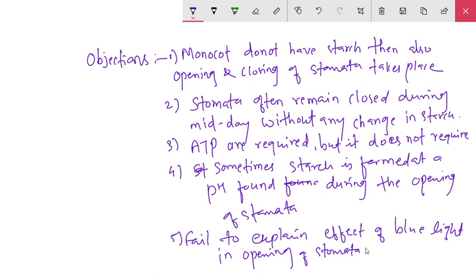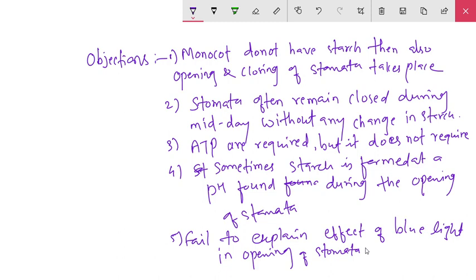The first is that monocots do not have starch, and still the opening and closing of stomata takes place. Second, the stomata often remain closed during midday also, without any change in the starch. म्हणजे स्टार्च मध्ये कुठलाही बदल नसताना दिवसामध्ये सुद्धा ऐन दिवसाच्या मध्यात सुद्धा स्टोमॅटा हा क्लोज असतो. म्हणजे दिवसा लाईट मध्ये किंवा दिवसा स्टोमॅटा ओपनच आहे असं काही नाही. ही कंडिशन कधी कधी बदलते. Third, ATP is required according to the theory, but it is not the case. म्हणजे ATP लागतच नाही, पण यांच्या मानण्यानुसार रेस्पिरेटरी एनर्जी लागते ATP.